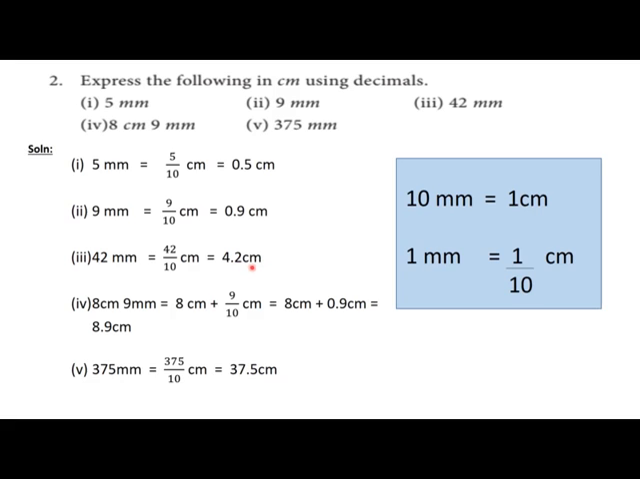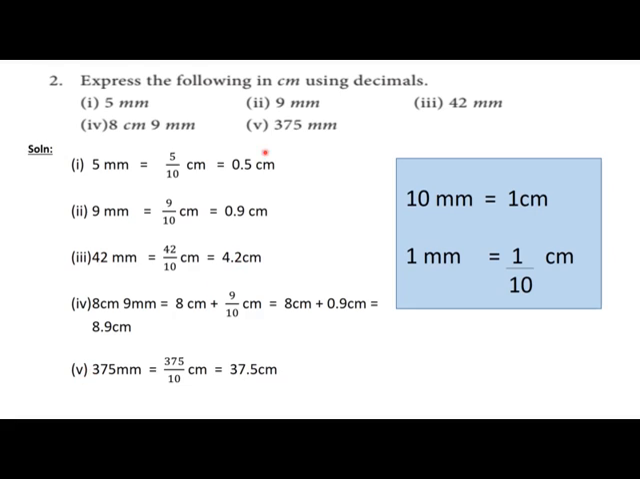Similarly here, one part is already 8 centimeters and the other is in millimeters. So convert this into centimeters and add it to this 8. So 8 centimeters plus 9 millimeters: we have already found 9 by 10 centimeter, that is 0.9 centimeter. So the answer will be 8.9 centimeters.